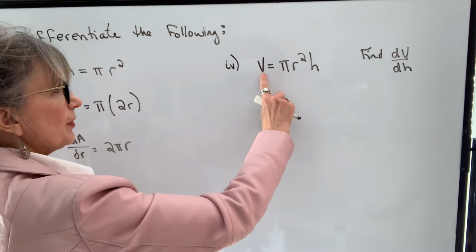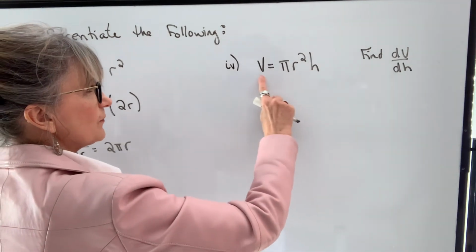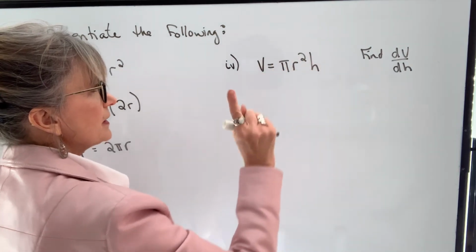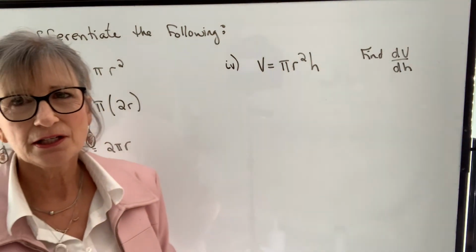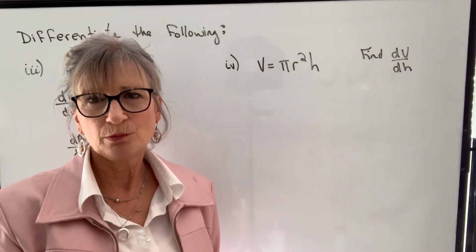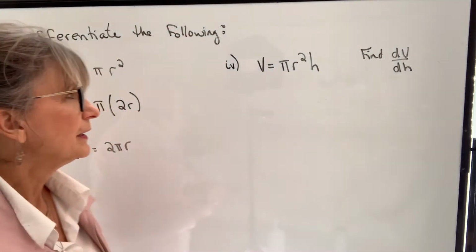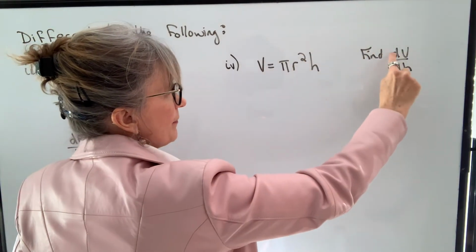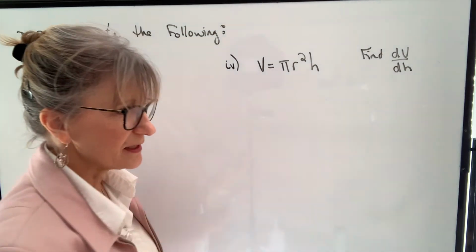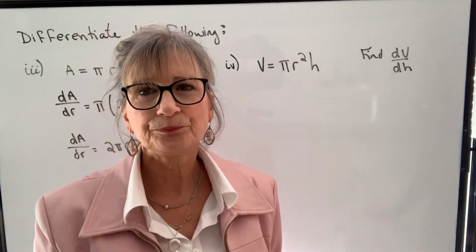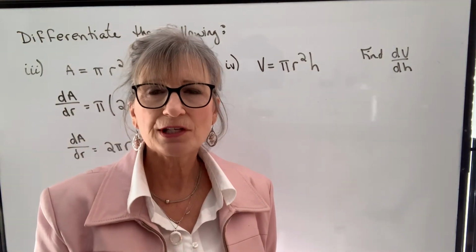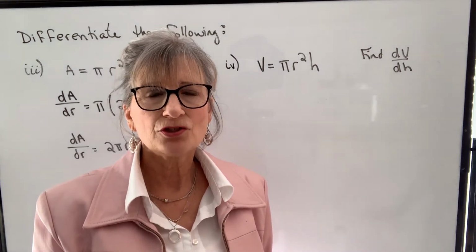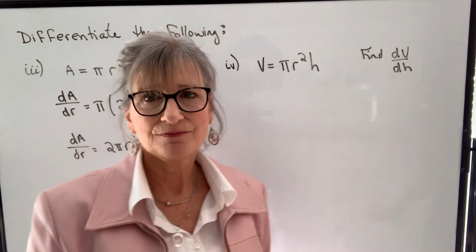Our next example has 2 independent variables. This is the volume of a cylinder. We have volume equals pi times radius squared times height. In an example like that, if you're asked to differentiate, you have to be told which variable you differentiate with respect to. I could be differentiating with respect to r or h. In this case, I'm asked to find dV/dh. So it's asking me to find how volume is changing when height is changing. The assumption here is that the radius is staying constant. So we're finding the rate of change of the volume as the height is changing.